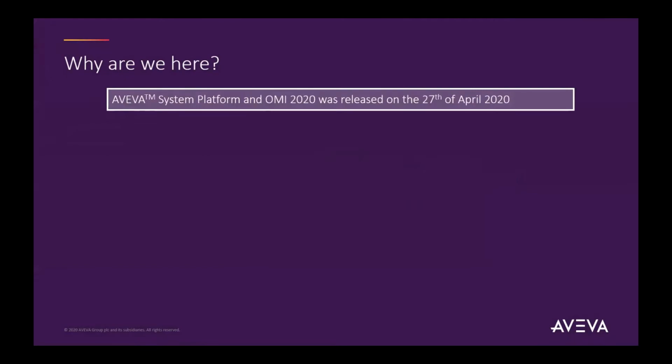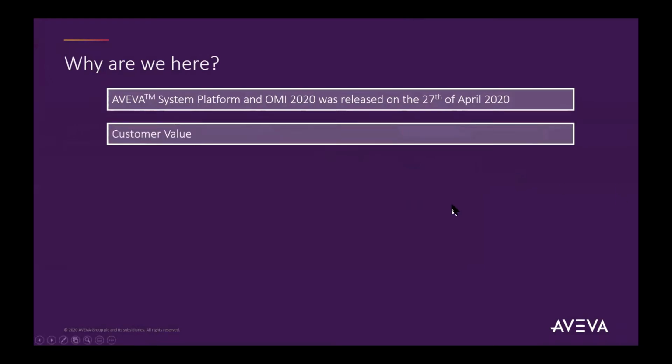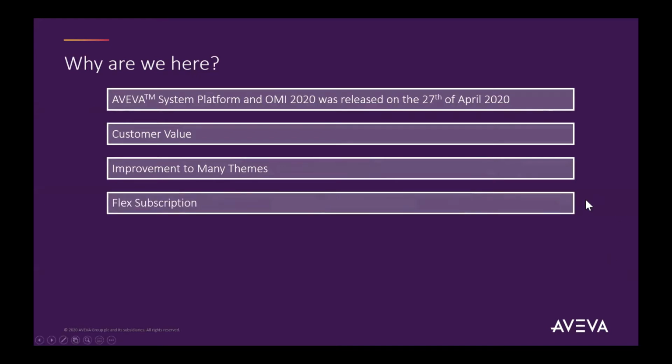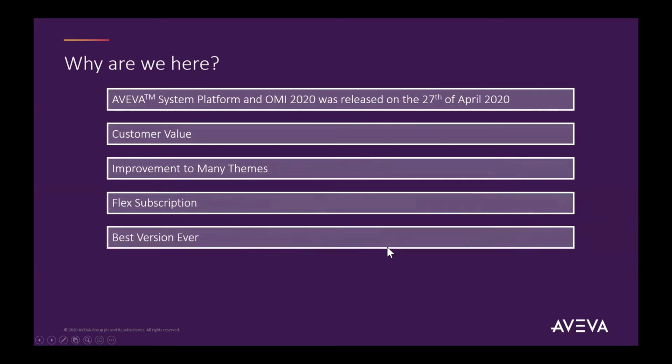System Platform 2020 was released, of course, on the 27th of April. You might have seen some of the news events and some of the emails coming in. It is, of course, full of customer value. There's a whole lot of value for you to be found in there. We've got a lot of improvement. There are a couple of themes that we've addressed, and I'll go through some of these themes with you in the presentation. I'll also talk a little bit about Flex subscription and how that works for System Platform.